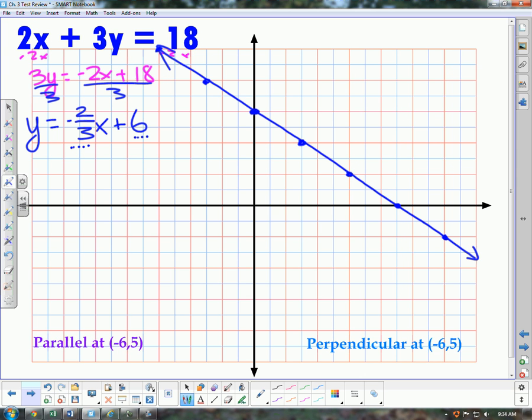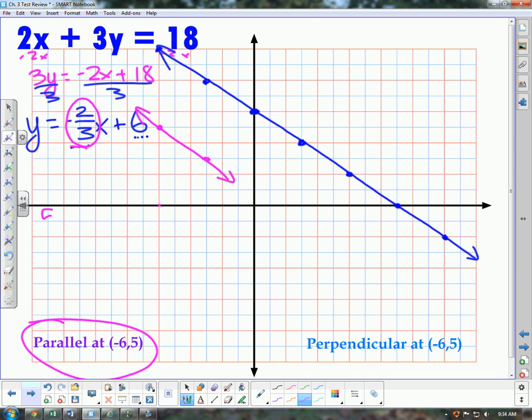Now then, here, we want to make a line parallel at negative 6, 5. So negative 6, 5, which means we have to go down and to the right like so. So it's going to be this. Now, just drawing it is no big deal, but we want to find the equation. We know that our slope is a negative 2/3, and if it's parallel, it has to have the same slope.